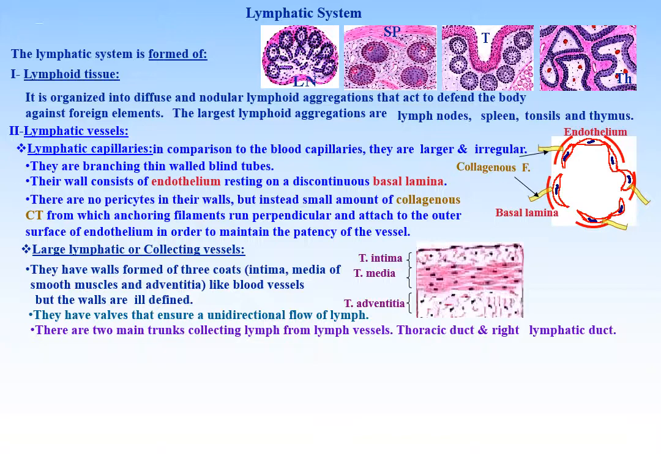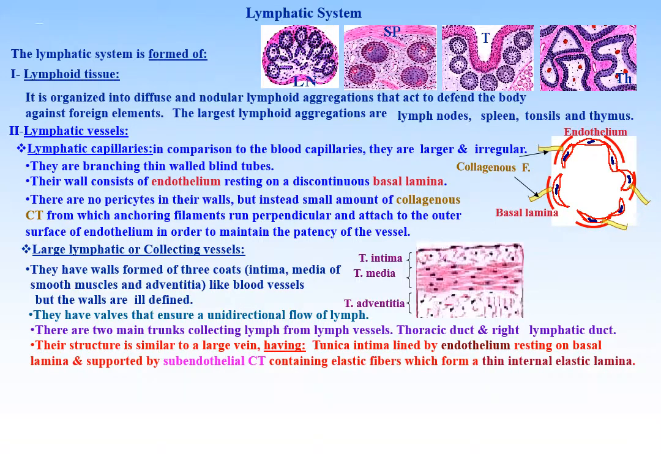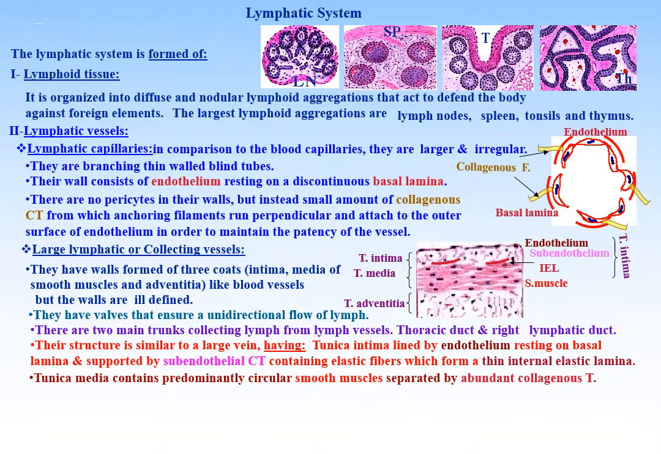Then, lymph trunks. They are two main trunks collecting lymph from lymph vessels. These are thoracic duct and right lymphatic duct. Their structure is similar to a large vein, having tunica intima lined by endothelium, resting on a basal lamina and supported by subendothelial connective tissue containing elastic fibers, which condense to form a thin internal elastic lamina.